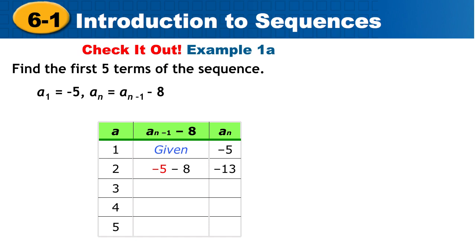So for a sub 3, substitute 3 for n. So a sub 2 minus 8, where a sub 2 was negative 13. So negative 13 minus 8 gives you negative 21.